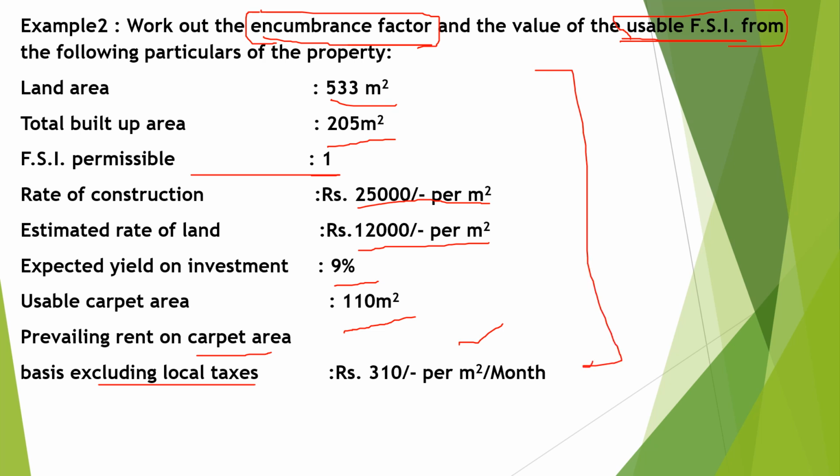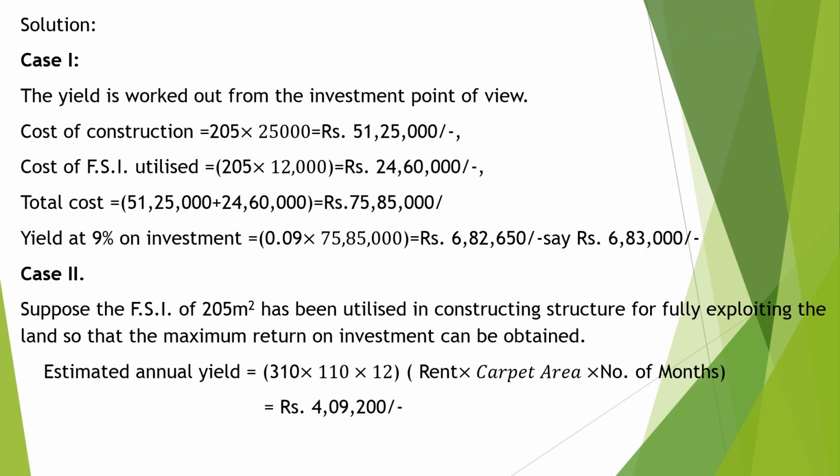First, you have to find the encumbrance factor. Encumbrance factor means on how much land the total built up area has been constructed, that is, what FSI has been used while constructing this total built up area of 205 square meter. This we have to calculate.